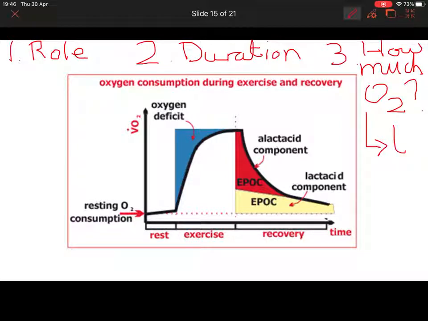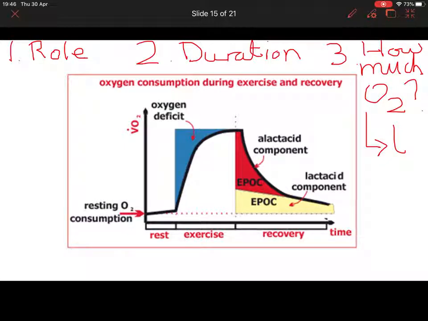Okay, so as a little revision tip, when trying to learn EPOC, there's a few stages really. First thing is, can you remember what it stands for? Two is remembering that there were two components, alactacid fast component, lactacid slow component, and then my three elements there at the top. What's the role or function of each component of the recovery process? How long does each component take, and how much oxygen is required for each component?